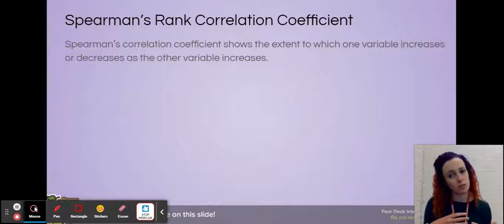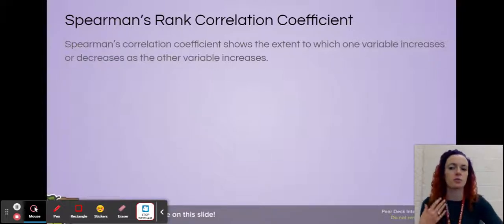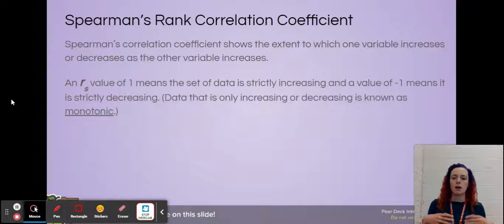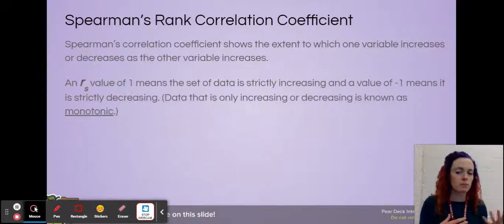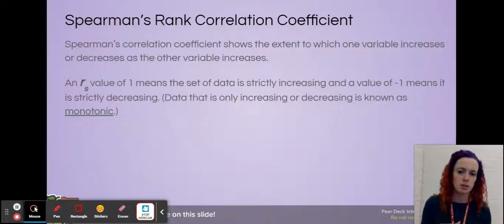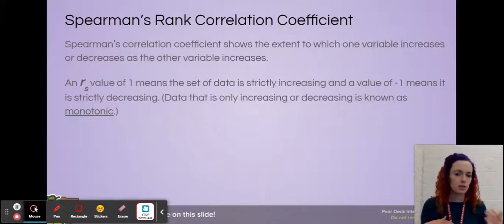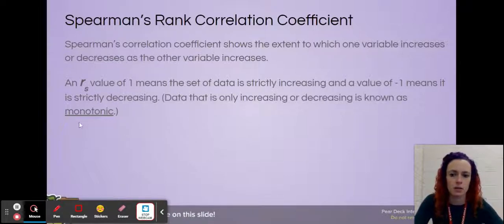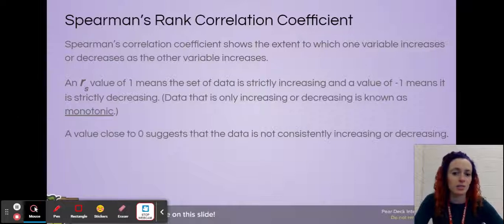variable increases or decreases as the other variable increases. A value of 1 means that the data set is strictly increasing, and a value of -1 means it's strictly decreasing. Data that is only increasing or decreasing is known as monotonic. A value close to 0 just suggests that the data isn't consistently increasing or decreasing.